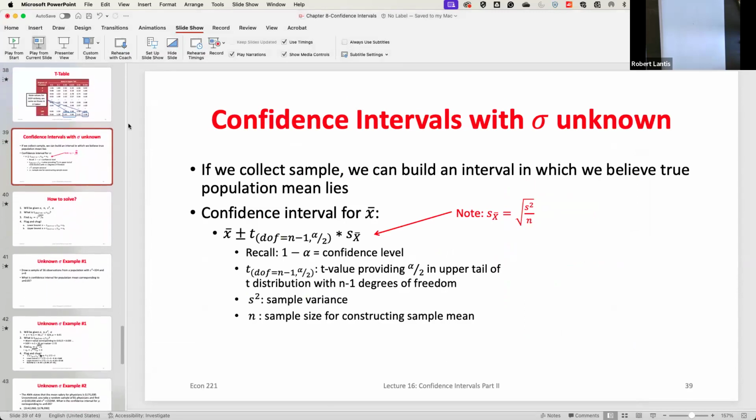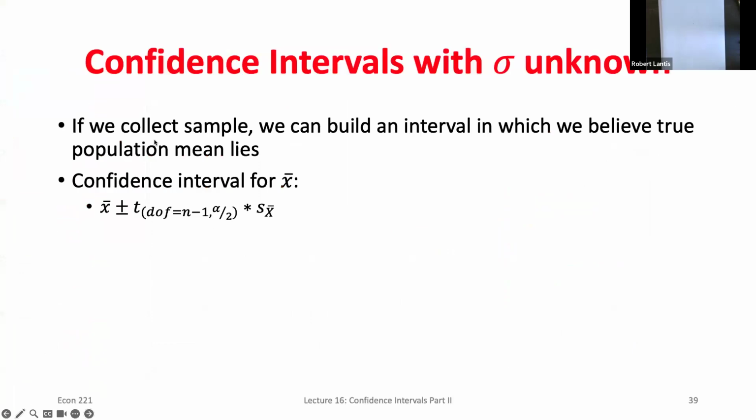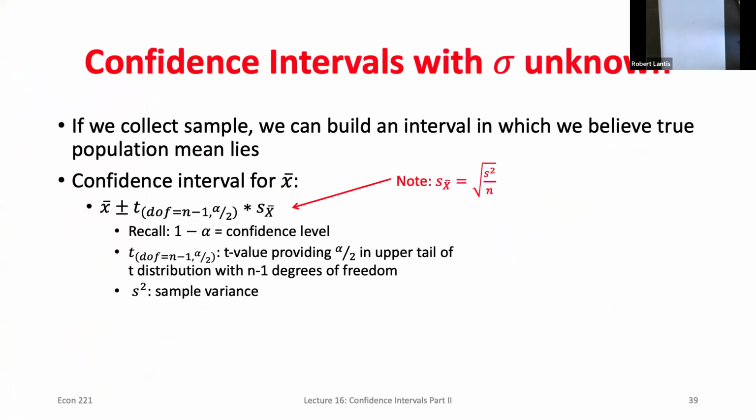We'll work through a couple examples, but really it's the same setup that we had before. It's just that now to calculate that standard deviation of our sample means, we only are using our sample variance, not a population variance. And instead of using a z value, we're going to be using a t value, still associated with half of alpha on each side of the interval. And our degrees of freedom will be n minus 1, sample size minus 1.